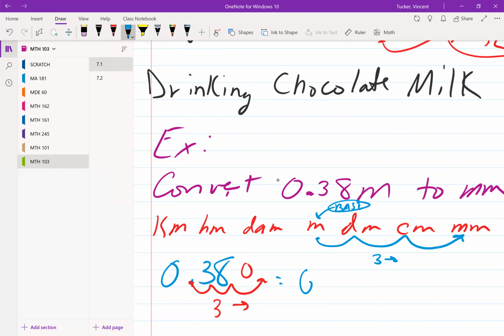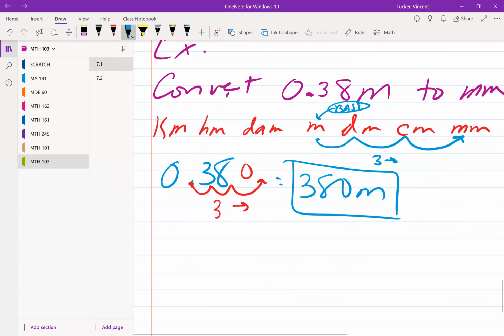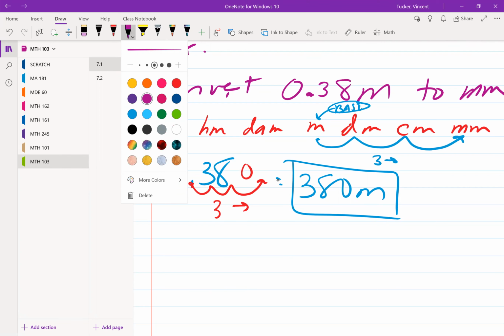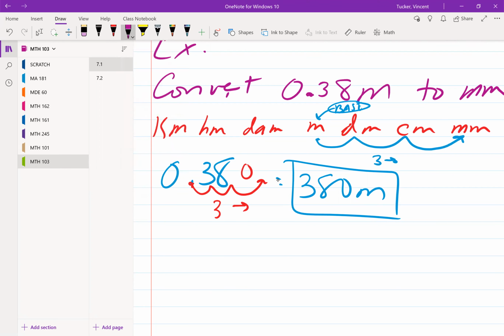And your final answer would be 380 meters. So all you're doing is moving your decimal to the right or left. Let's try that again.